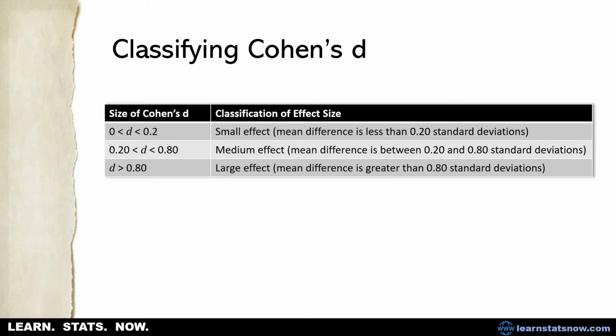Well, Cohen in 1988 actually produced some guidance in terms of that, and what Cohen said was, look, any effect size from 0 to 0.2 we'd classify as a small effect. From 0.2 to 0.8 we'd classify as a medium effect, and over 0.8 we'd say a large effect. Now, these are general guidelines, and you have to be a little bit careful because really the importance of an effect depends on the field and the research question, the history of research within a field.